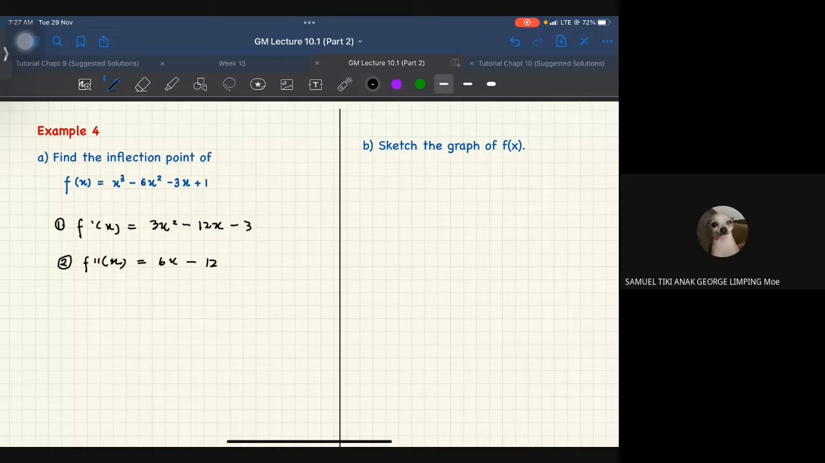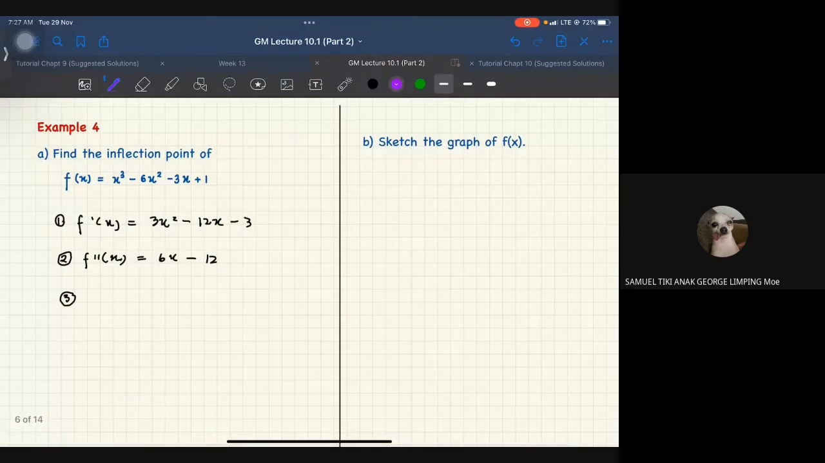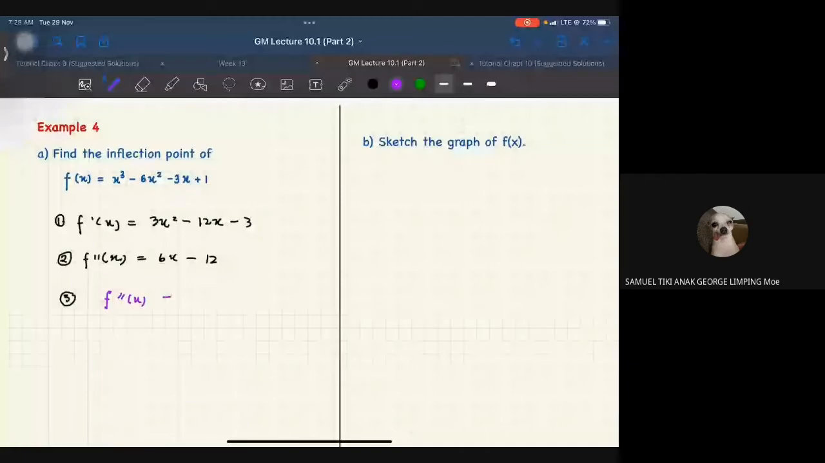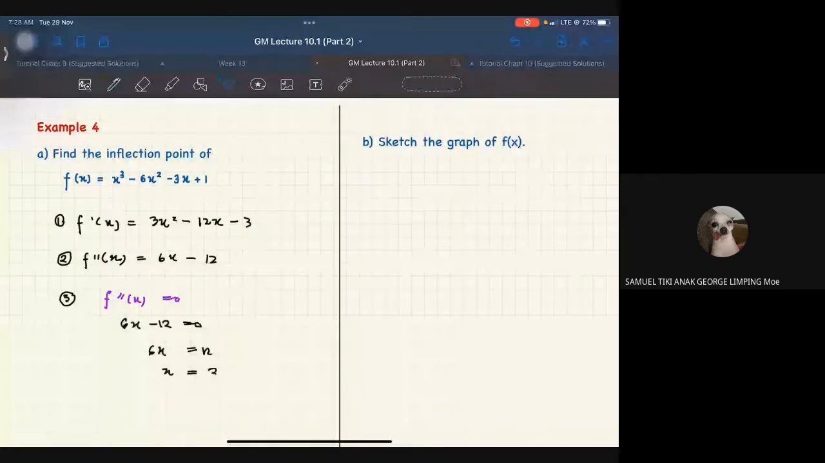Alright, so let's move on to the third step. So the third step is where we equate this second derivative equals to 0. So saya akan buat, let me use another color. So f double prime, okay, it should be equal to 0 to find the inflection point. Okay, so my second derivative is 6x minus 12 equals to 0. Okay, and then 6x is equals to 12, x is equals to 2. Settle. Ini adalah step yang ketiga.